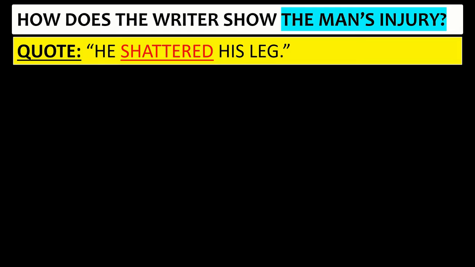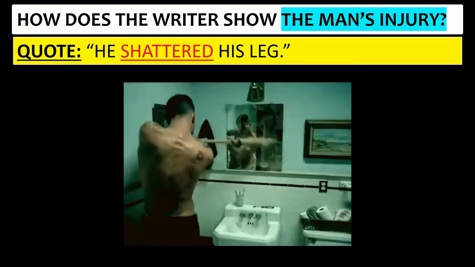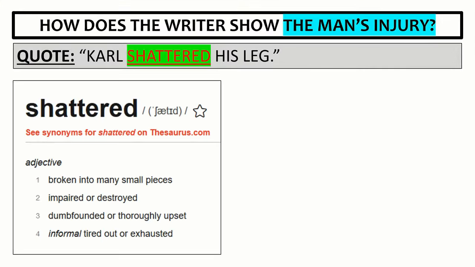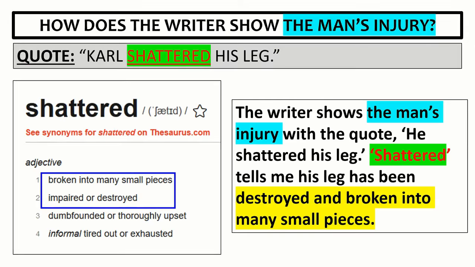So say if the question was, how does the writer show the man's injury? And the quote was, he shattered his leg. You've got to zoom into that specific word. It doesn't say he hurt his leg. It doesn't say he's injured his leg. It said he shattered his leg. So think about glass and a mirror. What happens if you shatter it? What happens to the glass? Well, if we looked it up in a dictionary, it would literally say broken into small pieces, destroyed. And all you've really got to do is put that into your answer.